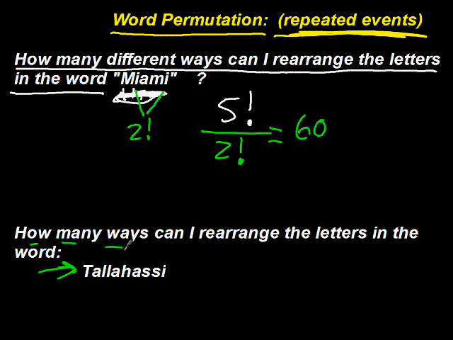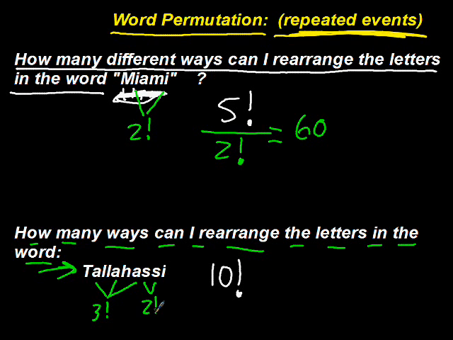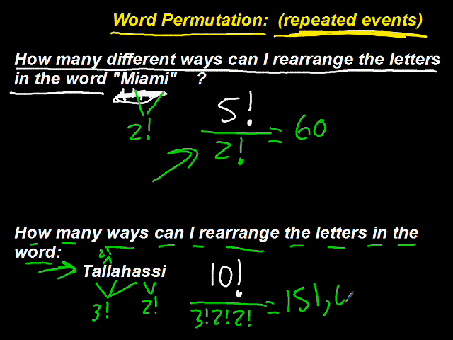Alright, another one we could do is the word Tallahassee. Okay, how many ways can I rearrange the letters in the word Tallahassee? Well, how many letters are there? There's 1, 2, 3, 4, 5, 6, 7, 8, 9, 10. We have 10 letters, so it's going to be 10 factorial, but no, be careful. We have A is repeated 3 different times, that's 3 factorial. We have E repeated twice, that's 2 factorial. And the L is repeated twice, that's 2 factorial. So I must divide, just like I did up here, by 3 factorial, 2 factorial, and 2 factorial. And I end up getting 151,002. Okay?